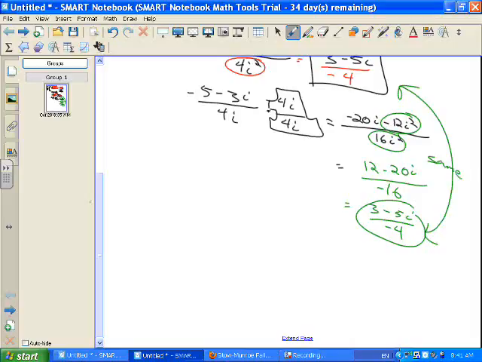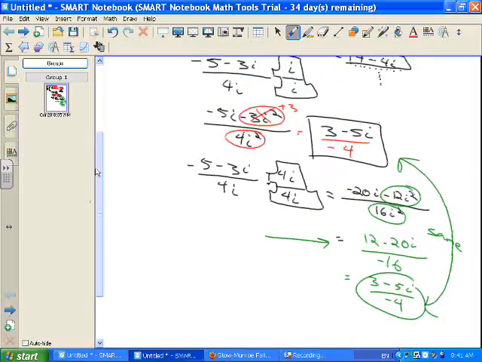You get the same thing, except you don't have to do the simplifying step here if you just use the i instead of a 4. But it's up to you.